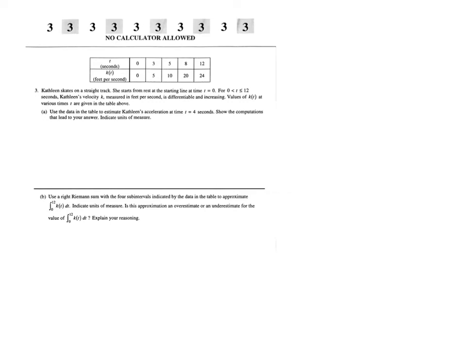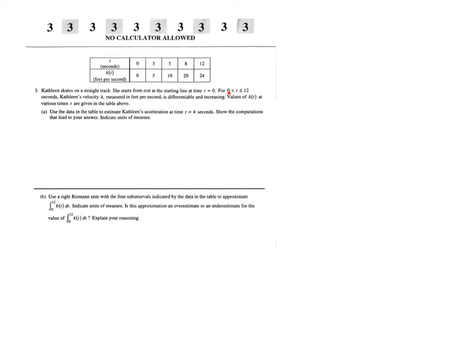Here we're looking at a fairly typical AP free response problem. It's essentially going to be what I'm going to refer to as integrating a rate function for the majority of the work. We've been given a story about Kathleen skating on a straight track, and we have information about her velocity at which she's skating at these different times along the way.